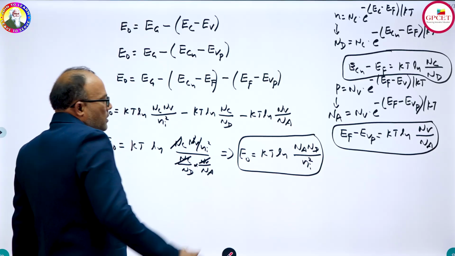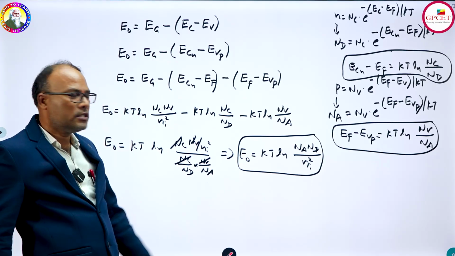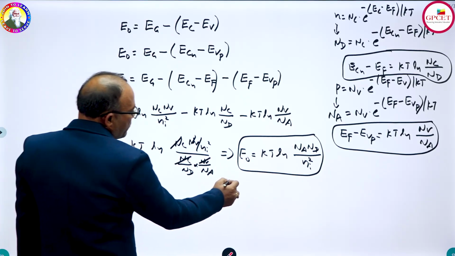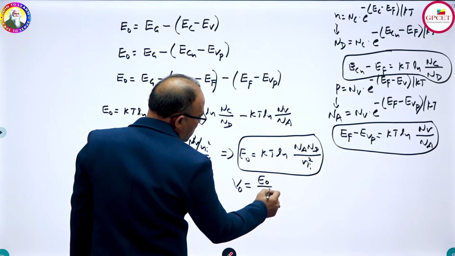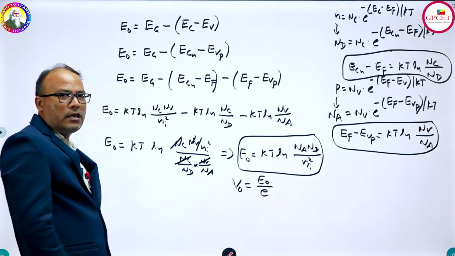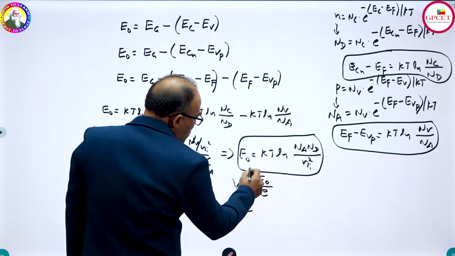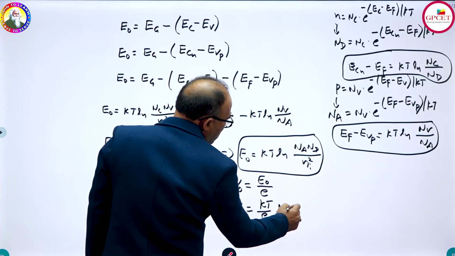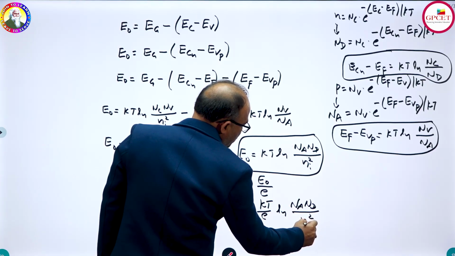So from this we can find the potential energy barrier for holes also. This is the potential energy barrier for electrons. Now the potential energy barrier for holes is given by V naught. V naught is equal to E naught divided by E. If you substitute E naught here, you get KT by E into ln Na Nd divided by Ni square.